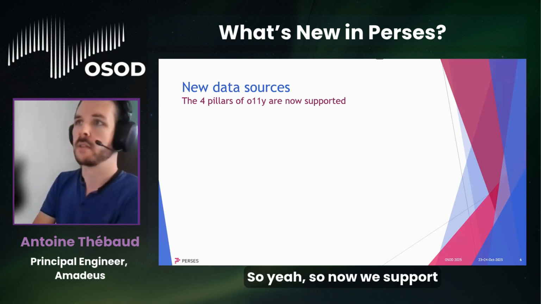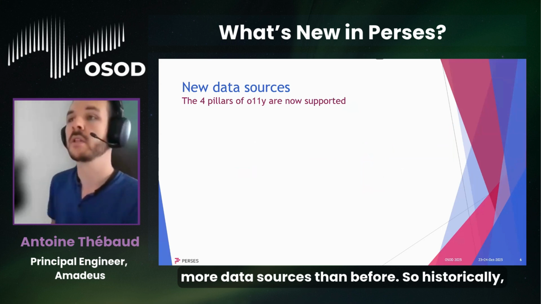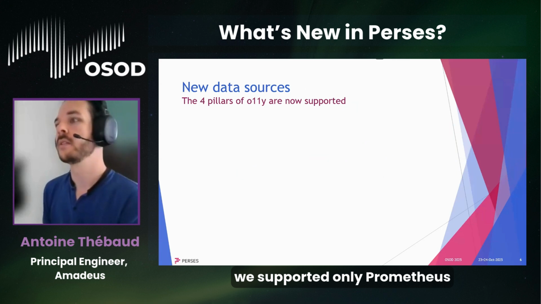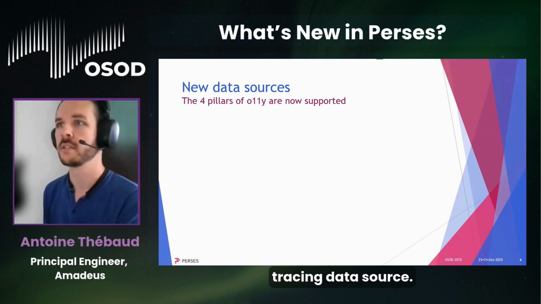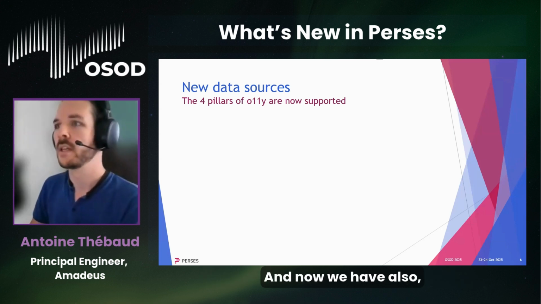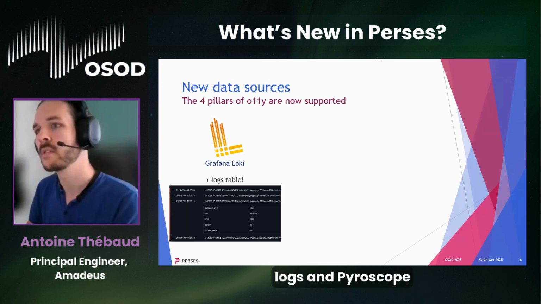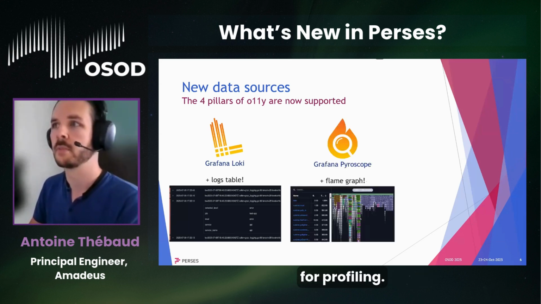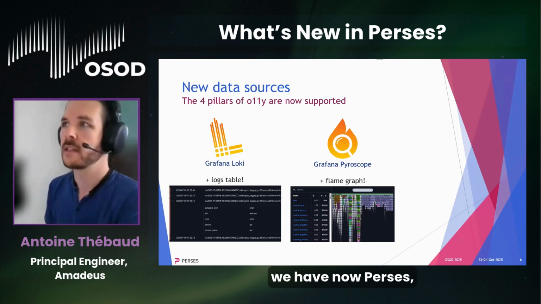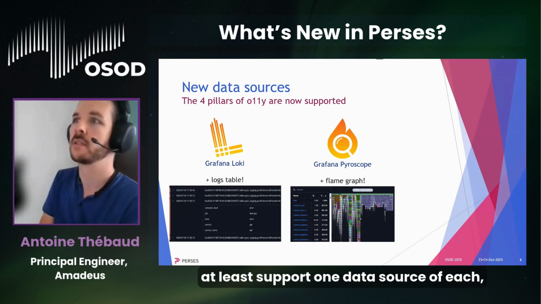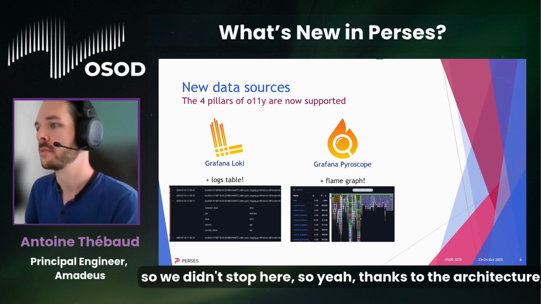We support more data sources than before. Historically, we supported only Prometheus as a metrics data source and Tempo as a tracing data source. Now we are also supporting Loki for logs and Pyroscope for profiling. Thanks to that, Perses now supports at least one data source for each pillar of observability.